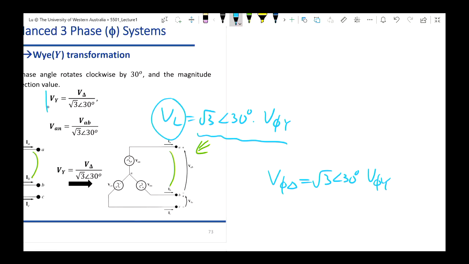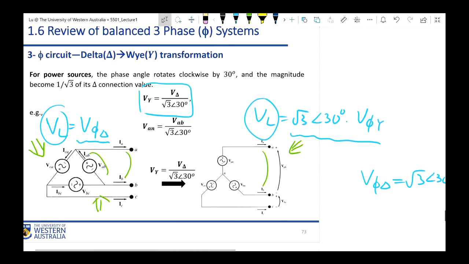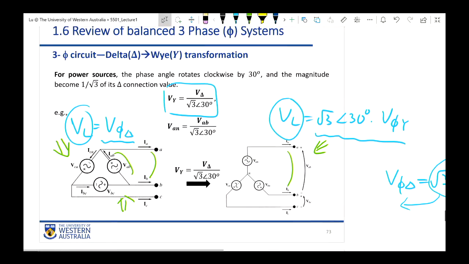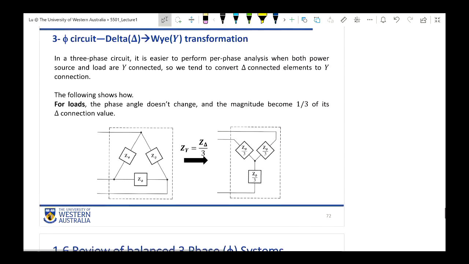Now we can derive this relationship. For each phase in the Y pattern, its voltage is equal to the corresponding phase voltage in the delta pattern divided by square root of 3 with 30 degrees. That means we move this term to the bottom of the left-hand side to derive that equation. Nothing new. So regarding the voltage sources, the transformation between delta to Y or Y to delta is just one single formula. Very simple. Now let's go back to the load case.